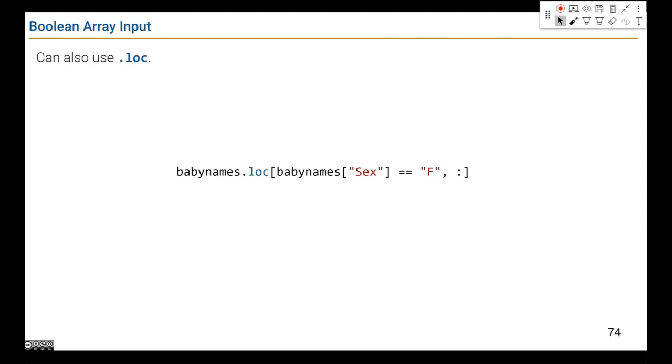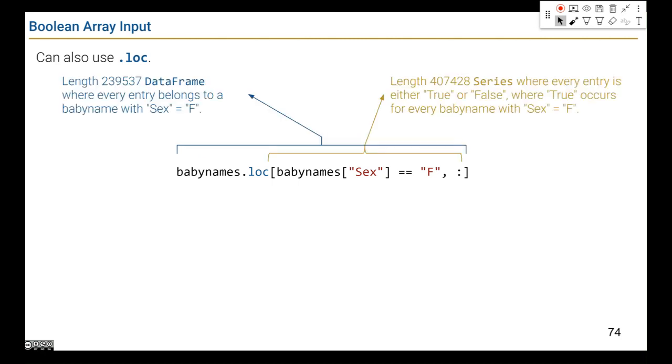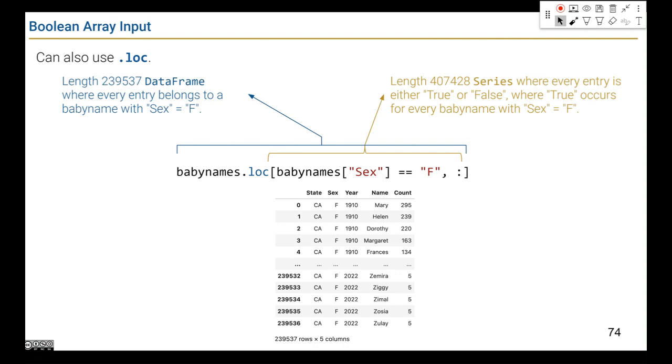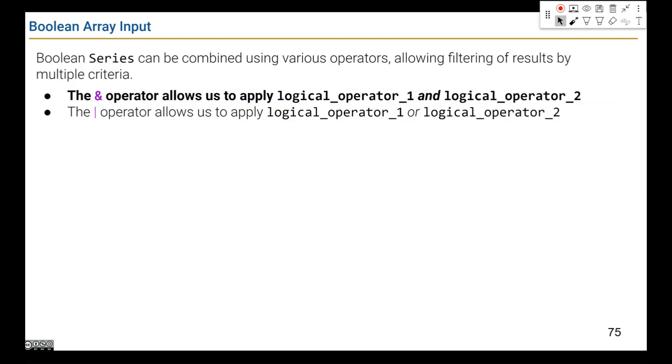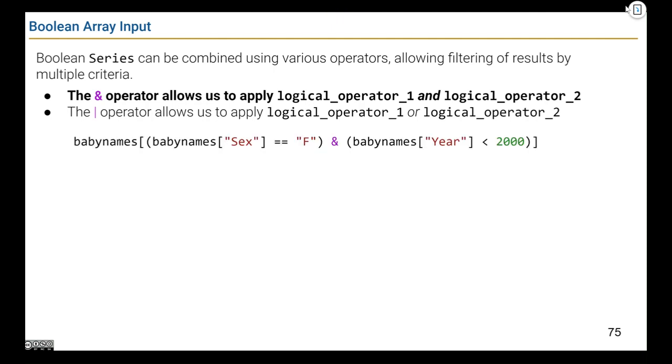This same process will work using the loc operator. So it looks the same here, and I'm getting the same output. Now, what's nice is we can also combine Boolean series using various operators. So common ones we'll see are the AND operator and the OR operator. These will allow us to apply more than one condition. So if I want to select all female babies born before the year 2000, I would do it as so.